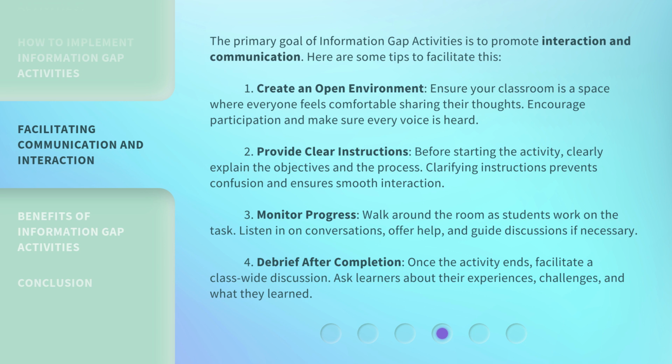2. Provide clear instructions. Before starting the activity, clearly explain the objectives and the process. Clarifying instructions prevents confusion and ensures smooth interaction. 3. Monitor progress. Walk around the room as students work on the task. Listen in on conversations, offer help, and guide discussions if necessary. 4. Debrief after completion. Once the activity ends, facilitate a class-wide discussion. Ask learners about their experiences, challenges, and what they learned.